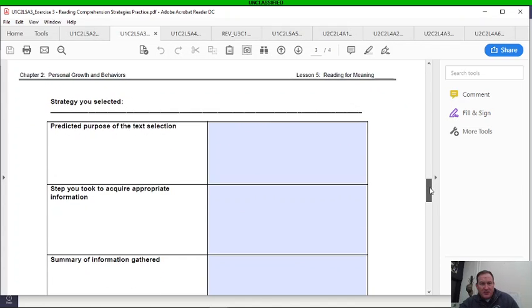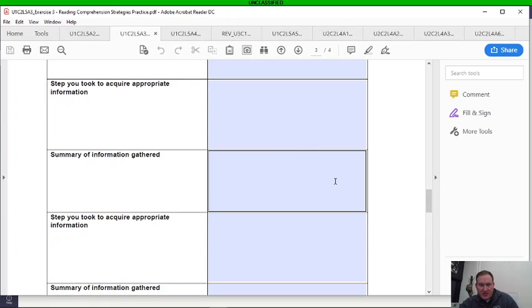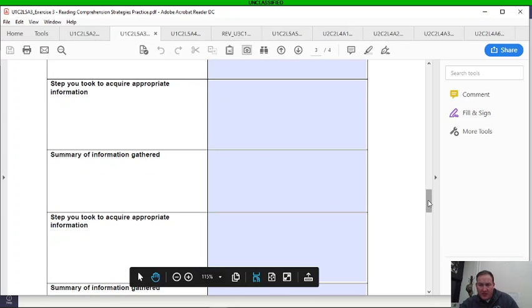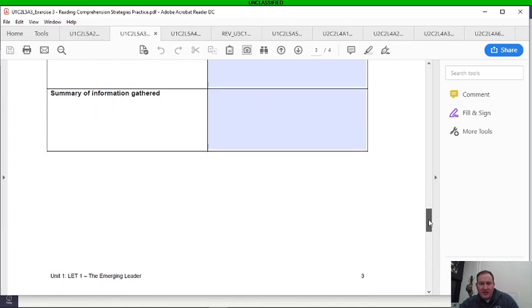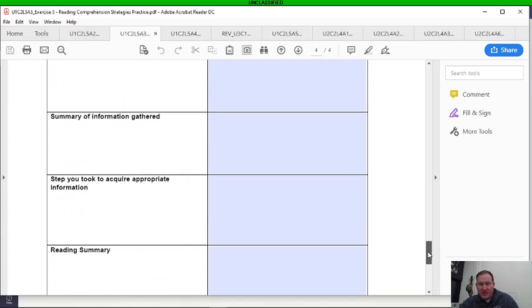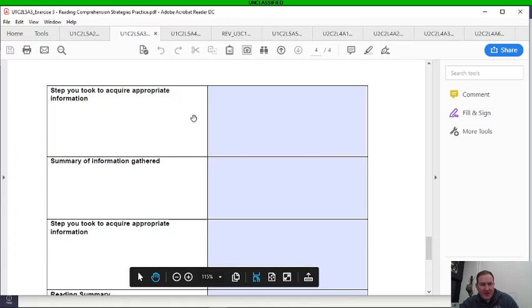So if you go to pages 3 and 4, write down what strategy you chose to use up here, and then predicted purpose, step you took to acquire appropriate information, summary of information gathered, step you took to acquire appropriate information, and summary of information gathered. So we're already looking ahead to see what is being asked, okay? So that in itself is one of the strategies, or a portion of it anyway.